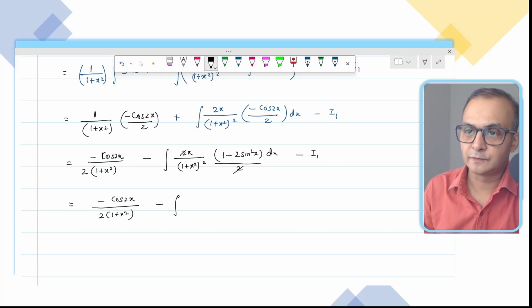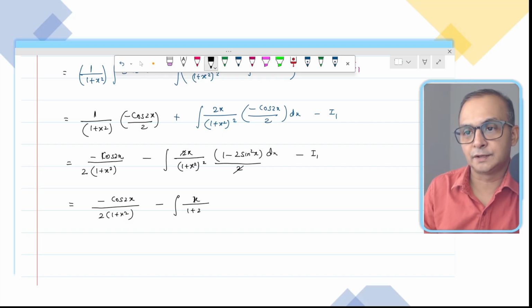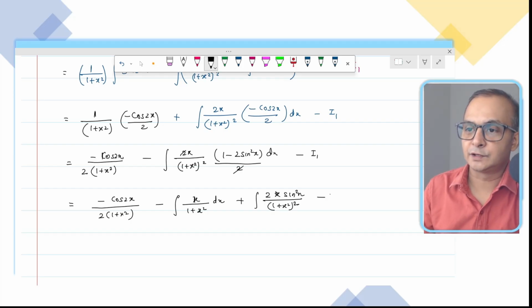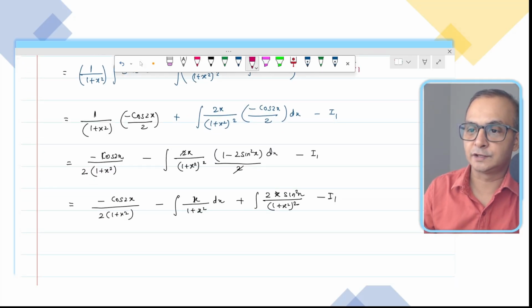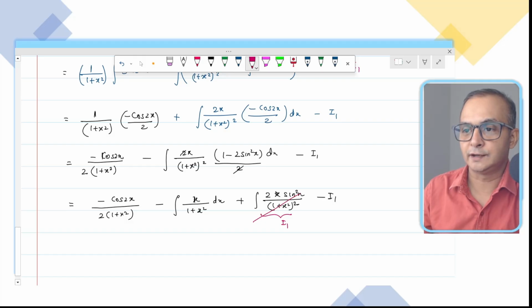these 2 integrations. There's a 1 by, rather x by 1 plus x squared dx, and plus 2x sine square x by 1 plus x squared the whole square, and that minus I1 was already there. You notice these two will get cancelled because we have the same thing. They're the same quantity as I1, you can identify, and there's a plus sign, there's a minus sign, so this is nothing but I1 I have, so these two will get cancelled.